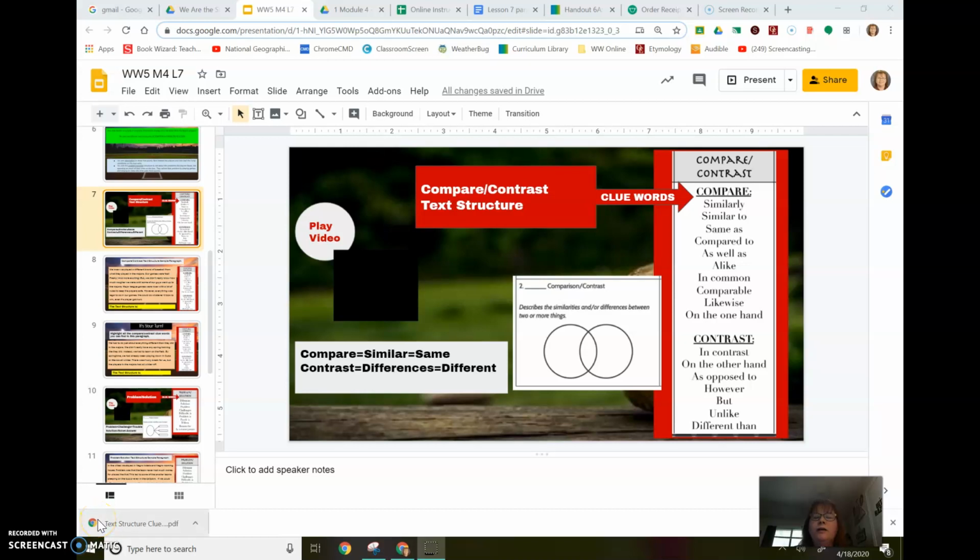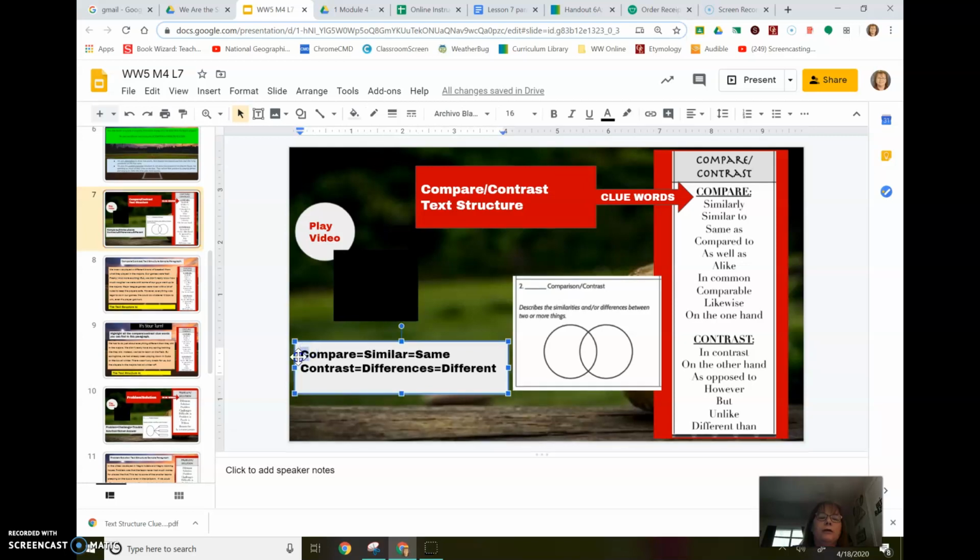Hi guys, we're going to talk a little bit about the compare and contrast text structure. When you're comparing or contrasting two things, you are telling how two things are similar or how they are the same. Those words are synonyms for each other. When we're talking about contrast, we're talking about how two things are different, what differences they might have.